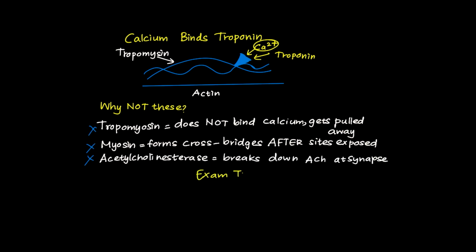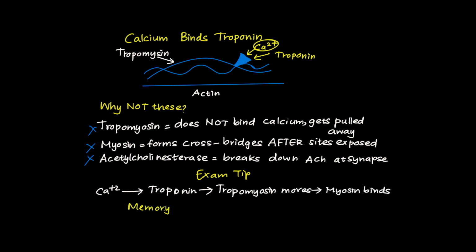Here's a WGU D312 OA exam tip for you. Calcium binds troponin, troponin moves tropomyosin. That's the chain. If a question asks what calcium directly binds to, it's troponin. Quick hook: calcium picks the troponin lock to open the door for myosin.